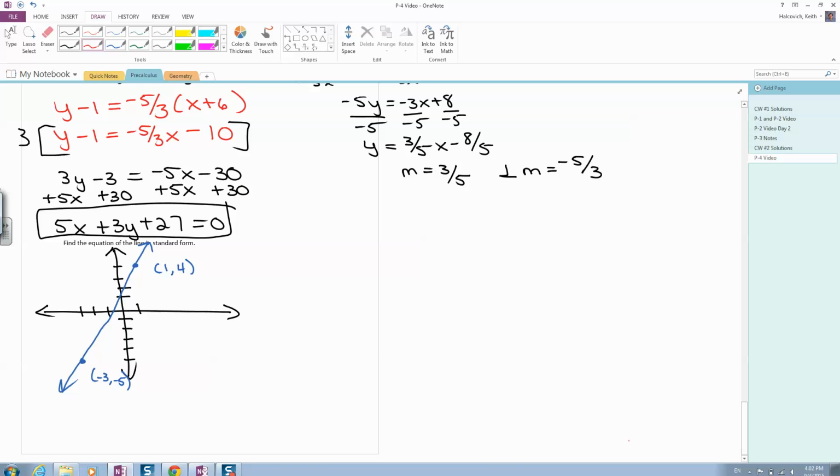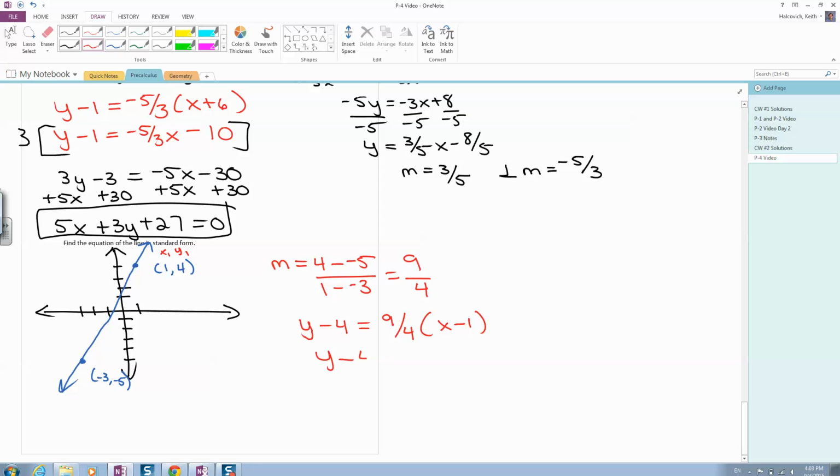Alright, so the next problem, it says find the equation of a line in standard form. Alright, it gives you the graph here. So basically, to find the slope, you're going to go 4 minus -5 over 1 minus -3. So you get 9 over 4. And then you're going to put one of the points, so I'll make this x1 and y1. So y minus 4 equals 9/4 times x minus 1.